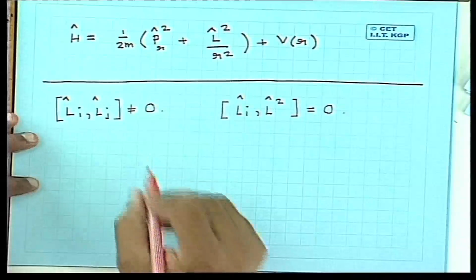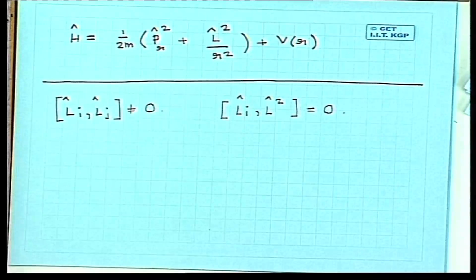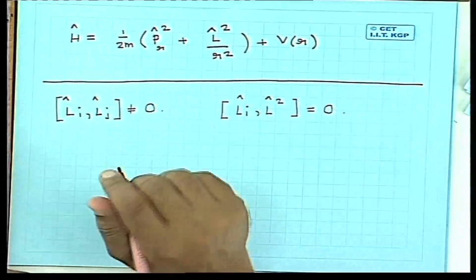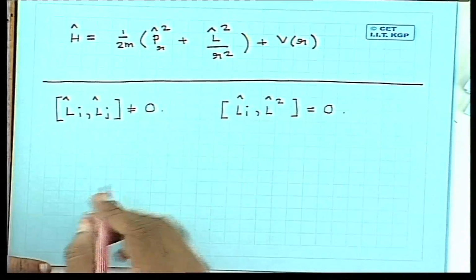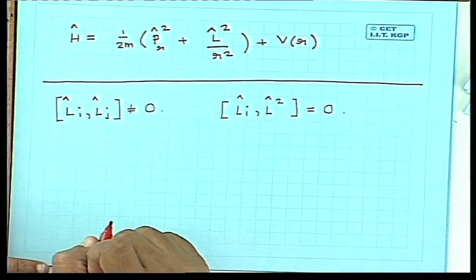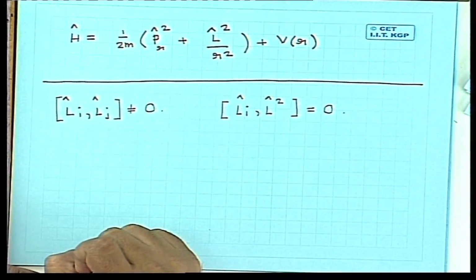Now, let us study an implication of this fact. Let us study two implications of this fact. The first implication is as follows. Let us look at the time evolution of the expectation value of the angular momentum.